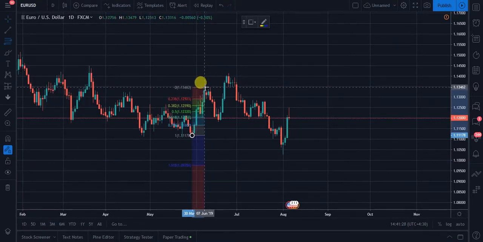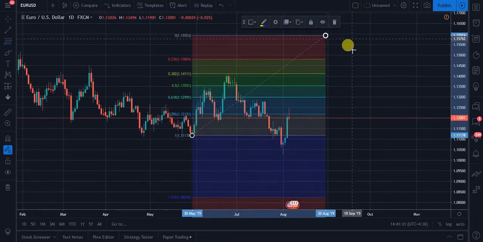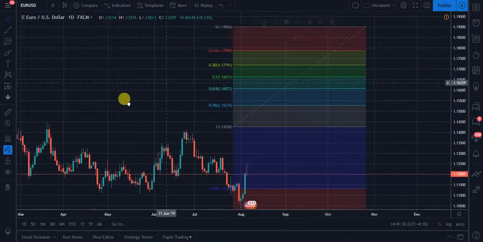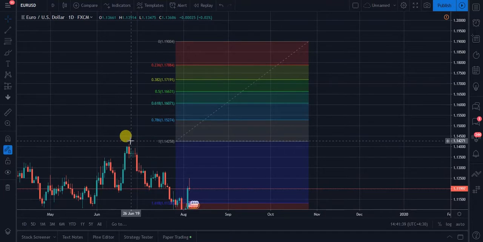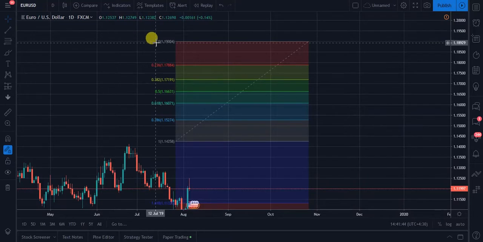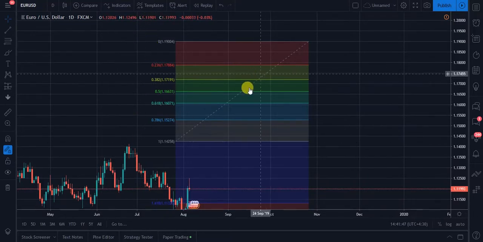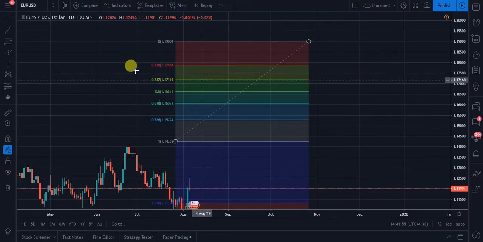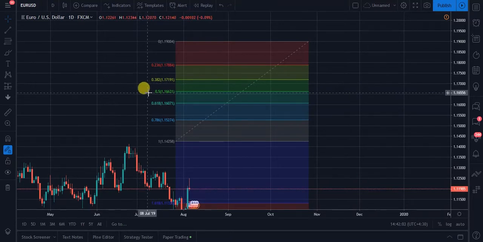But first, I should tell you what the levels of Fibonacci retracement are. Let's see. Fibonacci retracement goes from 0 to 100. Okay, guys. For example, the first level is 23.6%. The second is 38.2%. Next one is 50%.